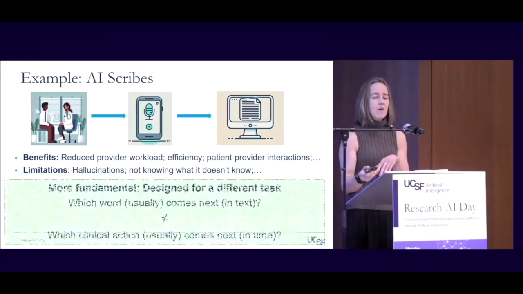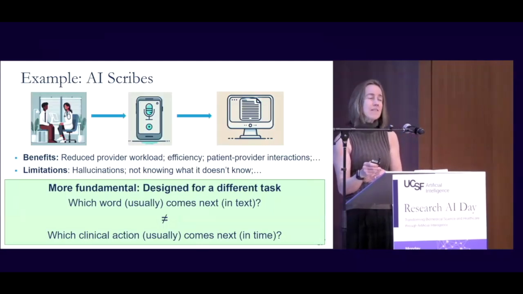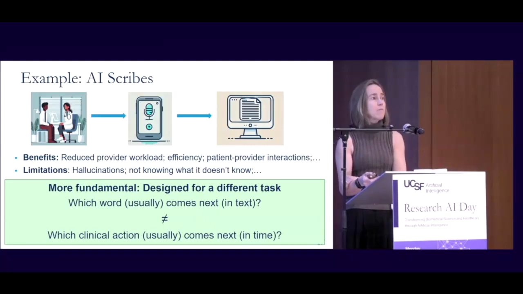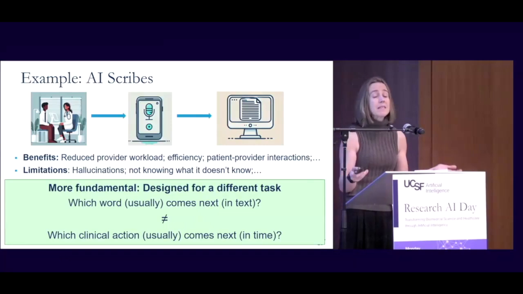What I'd like to talk about now, though, is a more fundamental limitation. We may be asking this scribe to do a different task than it's going to end up doing. Right now, it generates a draft note. It's very easy for the scope of that task to increase. All of a sudden, it may not be generating a draft note. It may actually be suggesting a next clinical action, a prescriptive action, a diagnostic image. And that is a very different task. To oversimplify in the name of time, asking what word usually comes next in text is a fundamentally different task than asking which clinical action usually or most likely comes next in time.